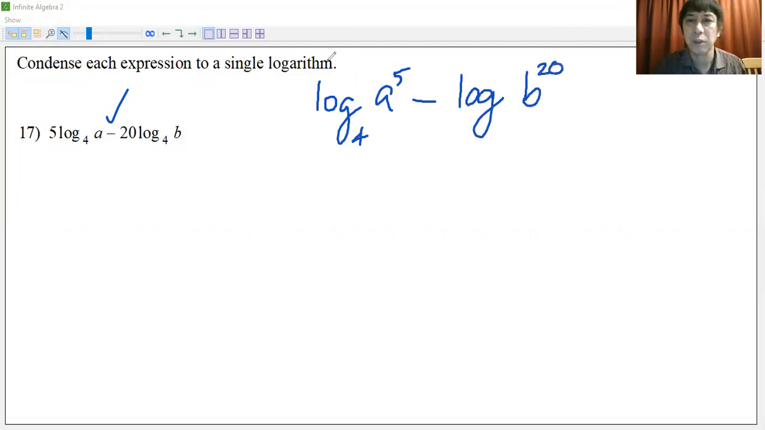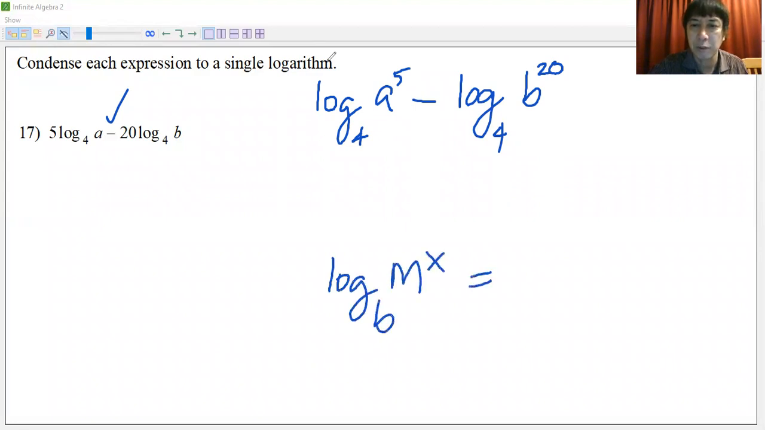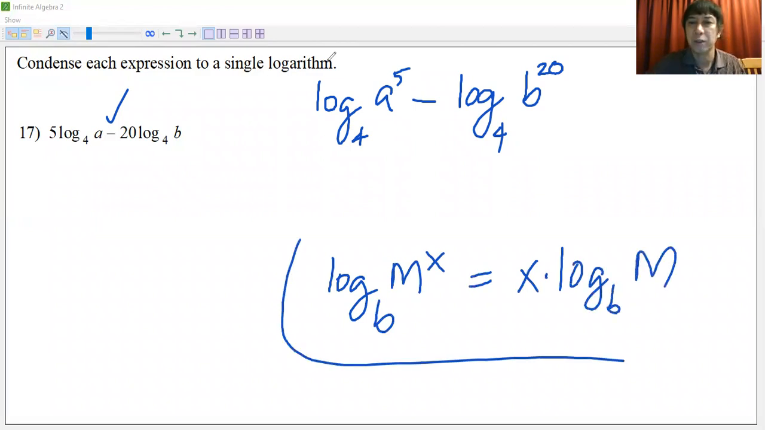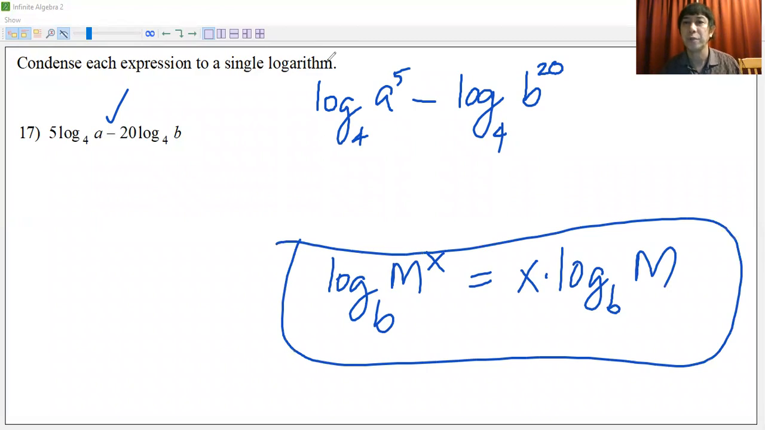There, b to the 20 base 4. Okay. All right. So that will still be something you can see from logarithm of power. Logarithm of power: the number in front becomes the exponent of the expression in front of the log. Just in case you're wondering how it's done, that came from this: logarithm of m to the x base b is equal to x times logarithm of m base b. Okay, don't forget this. It came from this expression.